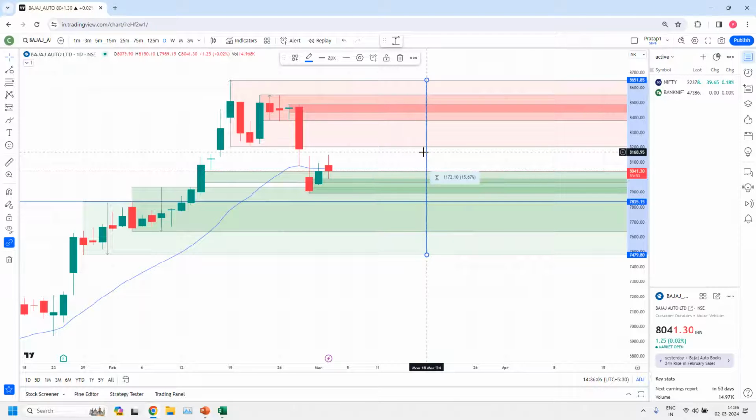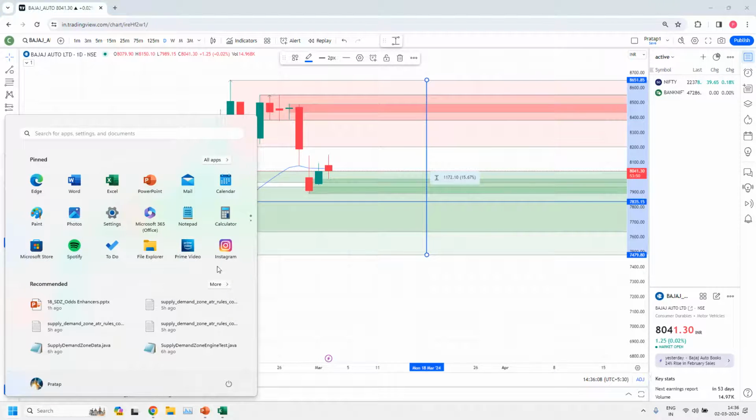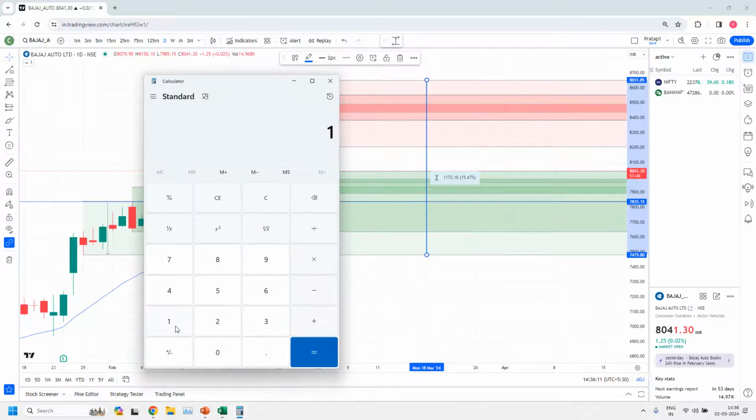This is 1172. 1172 divided by 3. Because the total range is 1172, divided by 3, you get approximately 390.